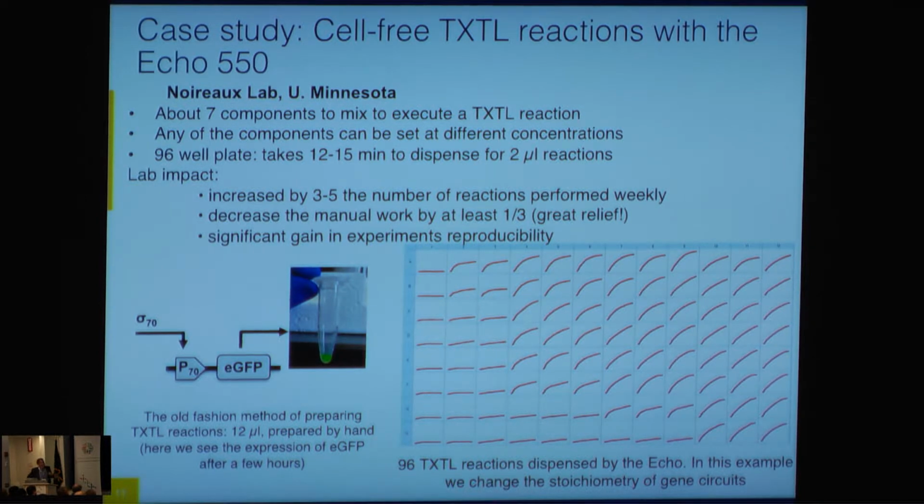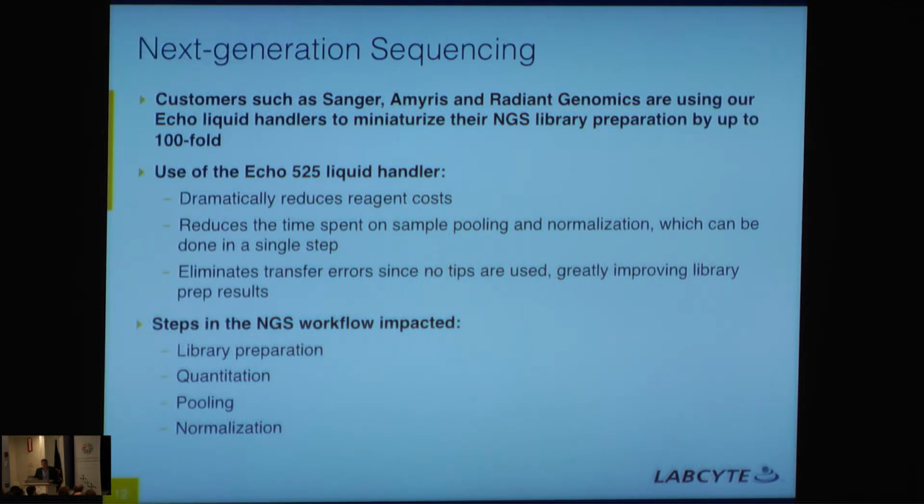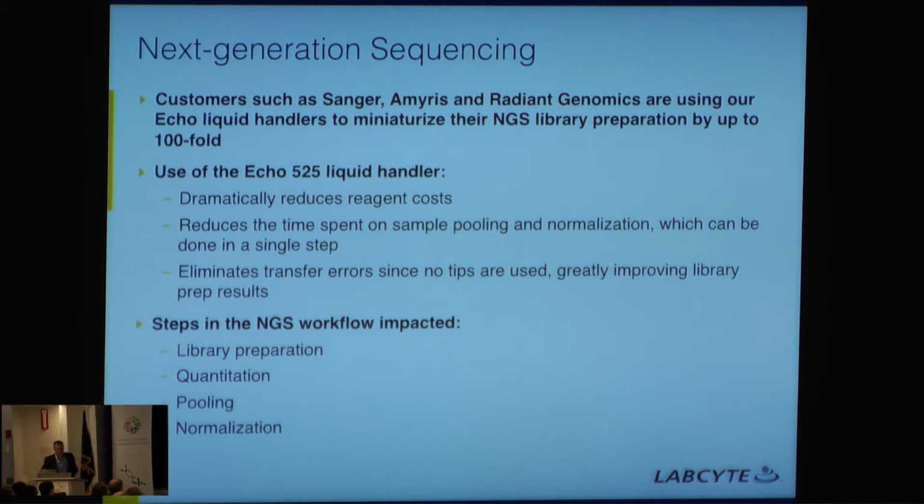Subsequently, Vincent purchased his own Echo, and as he noted in his lab impact, they've been able to increase the throughput, but more importantly, they've been able to gain significantly in the reproducibility. Every Echo run, you get a transfer report that tells you what you did. So you've created your construct, you've maybe tested it in a cell-free system. We've also, our customers are using the Echo in NGS, particularly in library preparation, quantitating for NGS, and pooling and normalization.